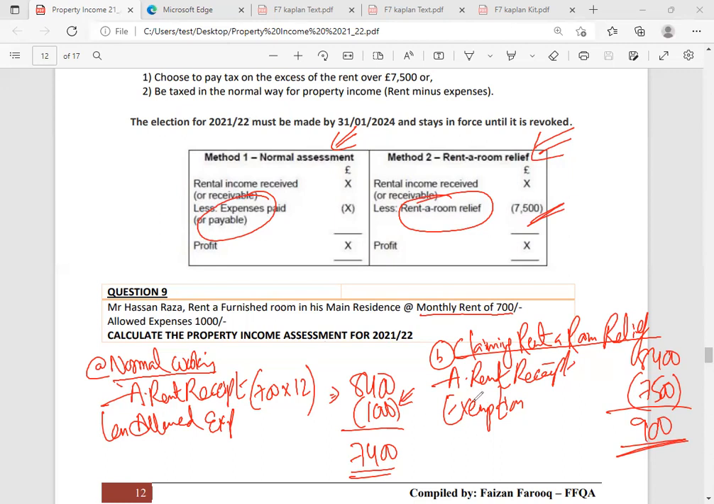900. 900. Now tell me your point of view. If the decision is yours, which amount you should take as your property income, A or B? Which amount you should add to your non-savings income and pay tax on it?